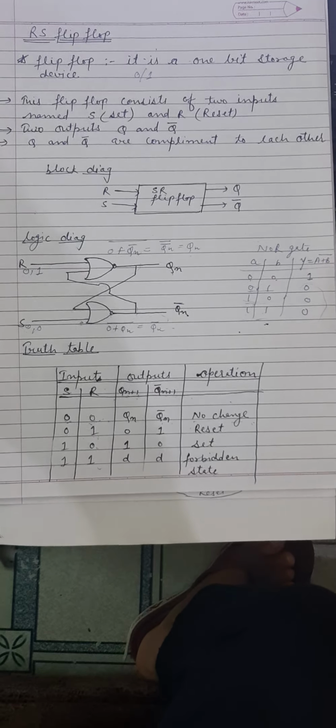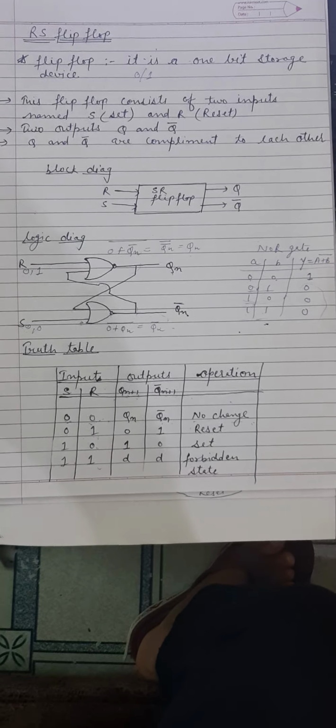Okay, as NOR gates are used in this logic diagram, we should know the truth table of the NOR gate. In a NOR gate, if the two inputs are A and B, then the output Y is equal to (A plus B) complement. The inputs can be 0 0, 0 1, 1 0 and 1 1, and in the NOR gate truth table, 0 0 gives 1, 0 1 gives 0, 1 0 gives 0 and 1 1 gives 0.